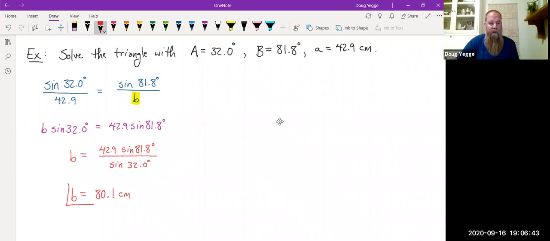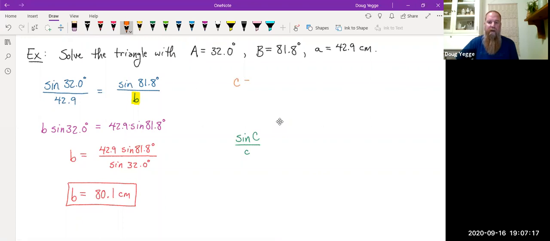All right, which is great. So now we know side B, we know side A, and we know the angles of A and B. So the only things we don't know are angle C and side C. Well, if we're going to use the law of sines, then we would have to know something about sine of angle C or the side C, which I don't know either one of those. So before we can do anything, we're going to have to find side or angle C.